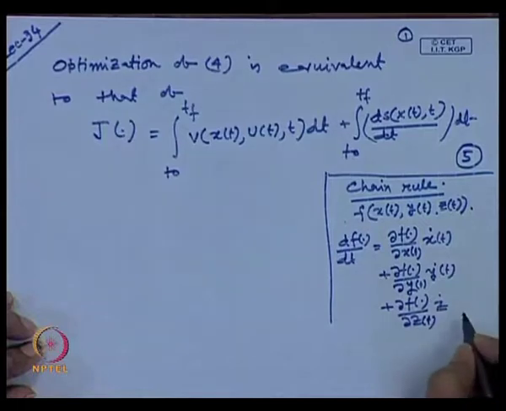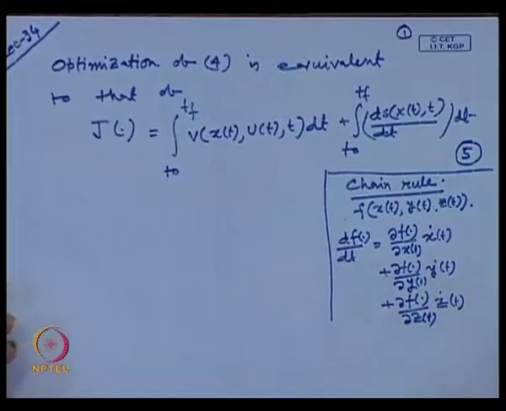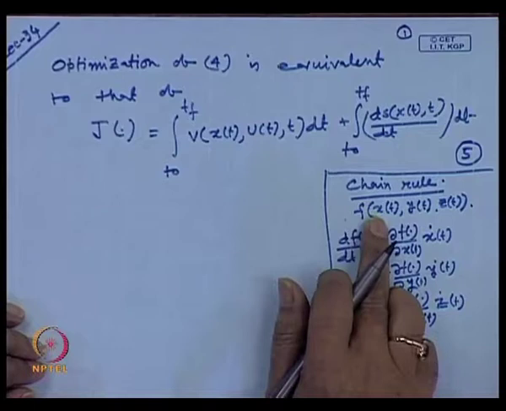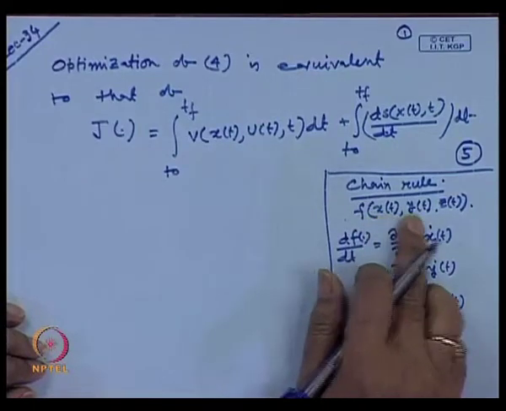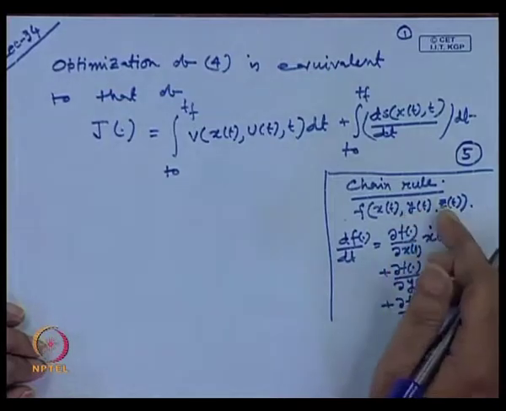Z is a function of time. So, we differentiate this z with respect to time t, z dot of t. This chain rule I will apply here to find this out. Say once again f is a function of x, y, z, and x is a function of time t, y is a function of time t.